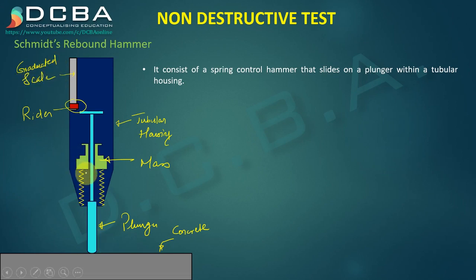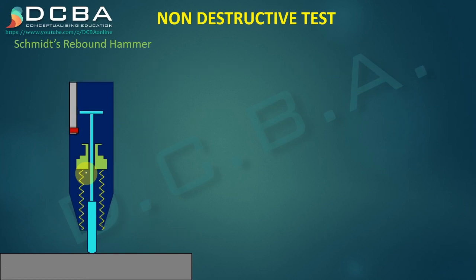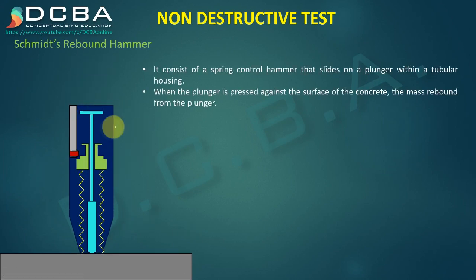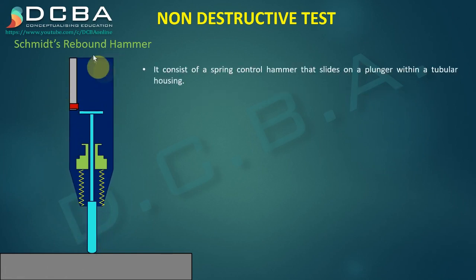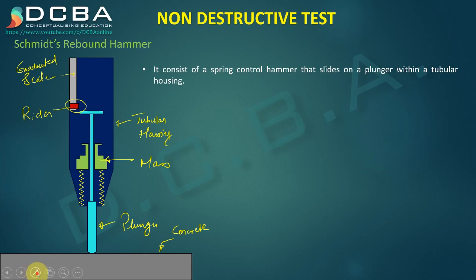Okay, so what exactly happens is, for testing of the concrete, this tubular housing we have to push. If you push that tubular housing, what will happen? Obviously the spring will get elongated. And there is a button here. So when you push the plunger, you apply the force from here.